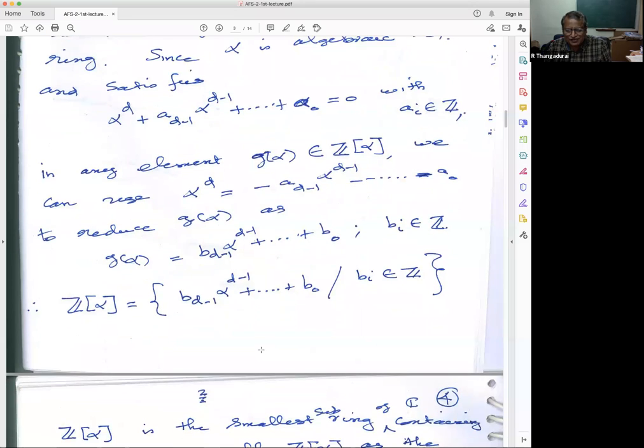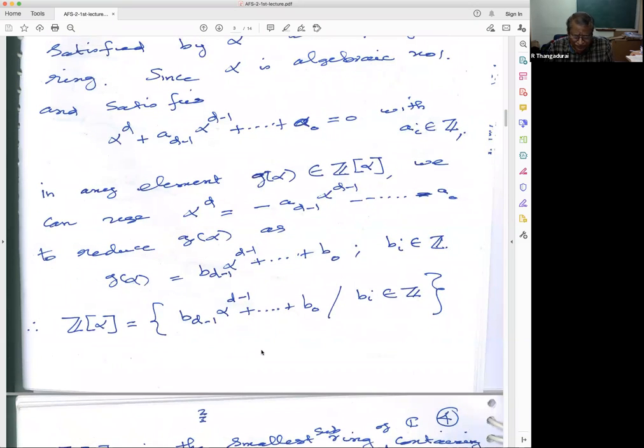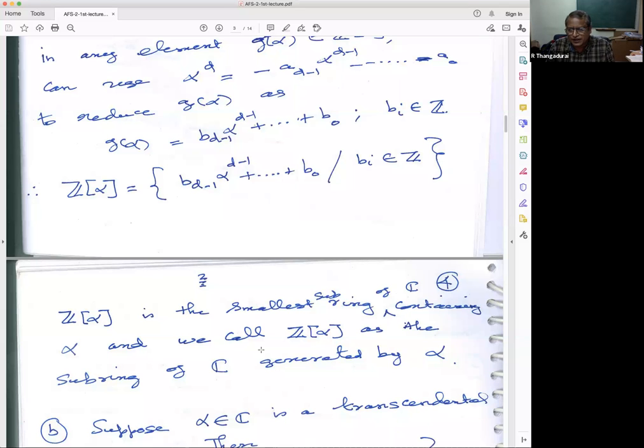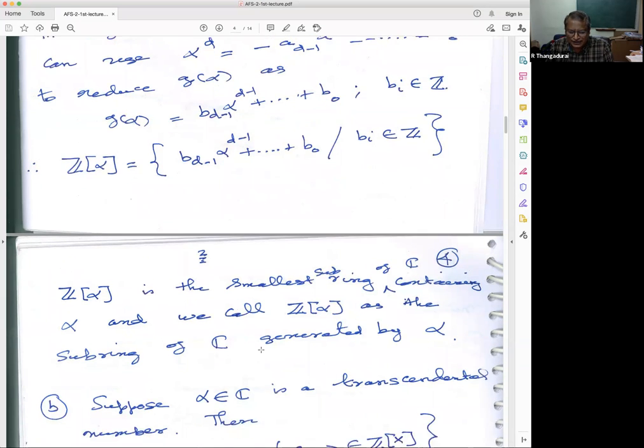This forms a ring. Why? Because in the usual way we can add two elements, and we can multiply two elements. When we multiply two elements, the alpha power goes up, but we reduce it using this relation and put it in this form. So this forms a ring. In fact, this is the smallest subring of C containing alpha. So this Z[alpha] is the subring of C generated by alpha.